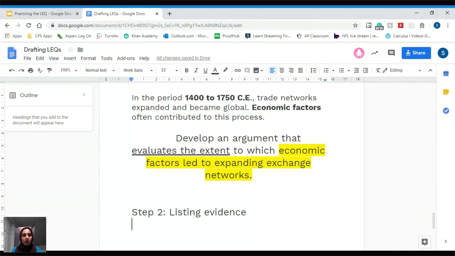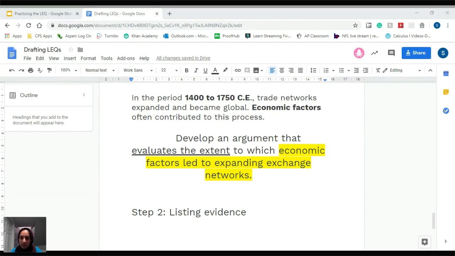So maybe you want to think about the exchange networks first, and then you want to relate it back to the economic factors. So what, I guess, exchange networks? Yes, you could include social or political in your counterclaim. Yes.